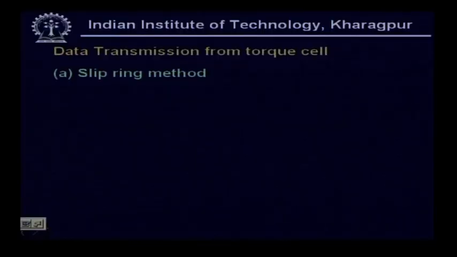So, there are two methods. One is the slip ring method. The slip ring method is very common, and the other is the wireless telemetry system. The slip ring method is convenient because people have worked on slip rings for quite a long time, and the telemetry method is rather new in that sense, right.